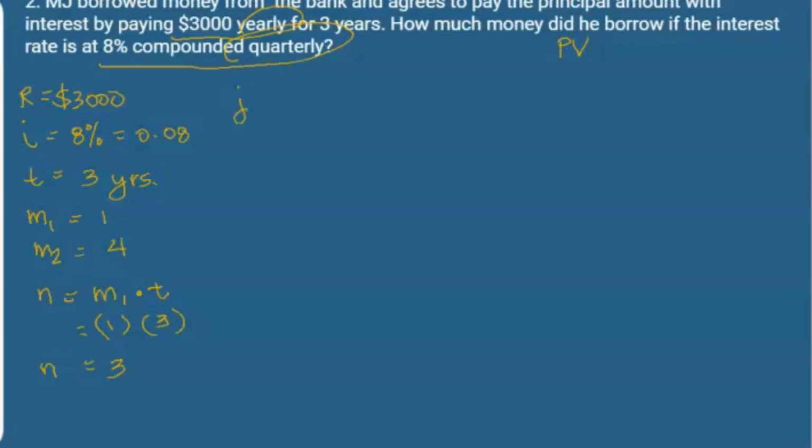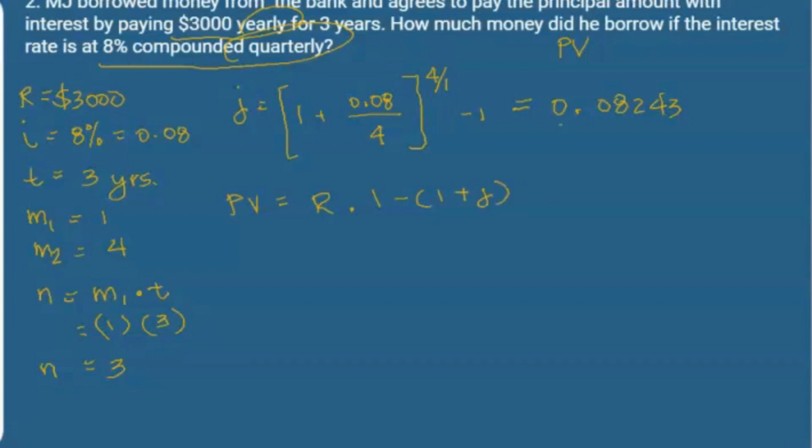So for our J, 1 plus our interest 0.08 over 4, compounded quarterly, raised to m sub 2 over m sub 1, so that's 4 over 1, minus 1. So the value of J, let's use our calculator, is equal to 0.08243 and so on. Alright, then let's use this for our present value formula. It's equal to R times 1 minus quantity 1 plus J, which we already computed, raised to negative n, over J.